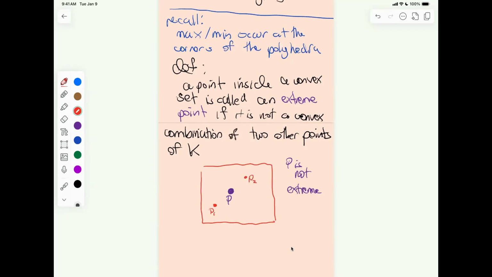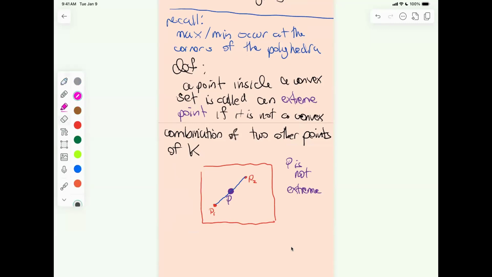And you see P is now on the line segment from P1 to P2. So now I put P and was able to draw a line segment passing through P. Okay, and those 2 points P1 and P2 are inside the set.